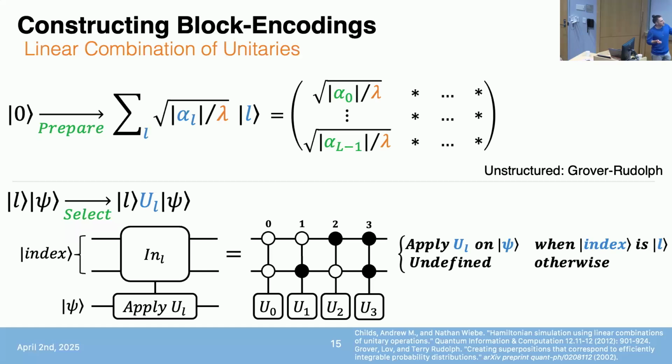And again, just to say, if you have a structured Hamiltonian, you can probably find a circuit that's much more efficient than just doing sequential controls. But if you don't, you can do this. And as long as you only have a polynomial number of unitaries, the cost of the block encoding is still polynomial.